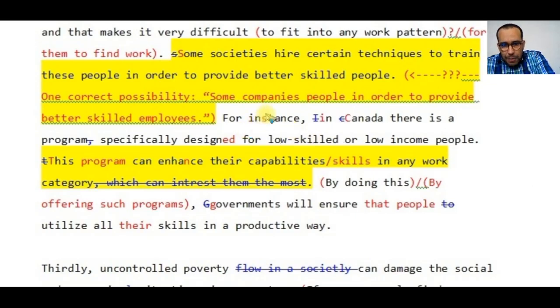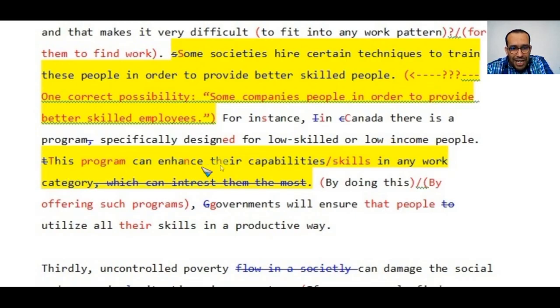For instance, there is an S missing here, a question of spelling, and then we have in. Normally we shouldn't have a capital letter, a small lowercase letter, i. In Canada, capital because it is the name of a country. There is a program specifically designed, this is passive, so we need to add ed, for low-skilled or low-income people.